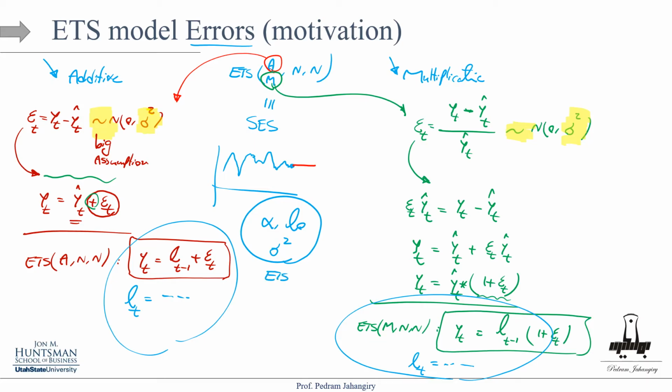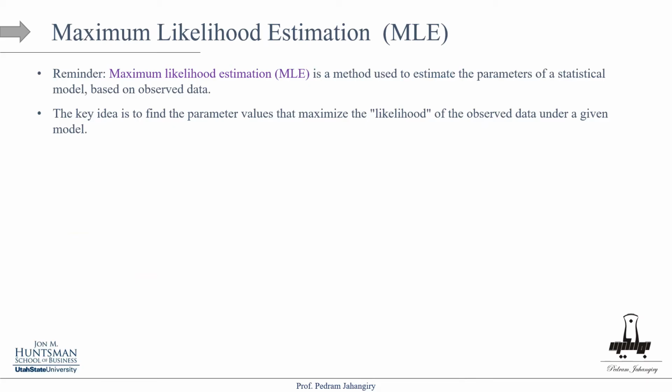So for the ETS model for A and N, the parameters are these three: alpha, L0, and sigma square. This is a new part. In SES, we didn't need to estimate that one. Actually, we were not even able to model it. All right, I think it's coming together.